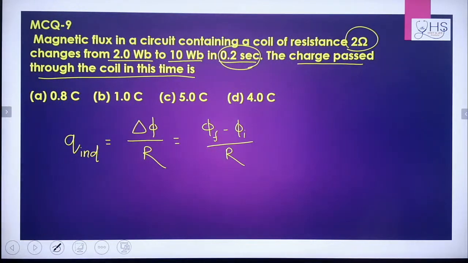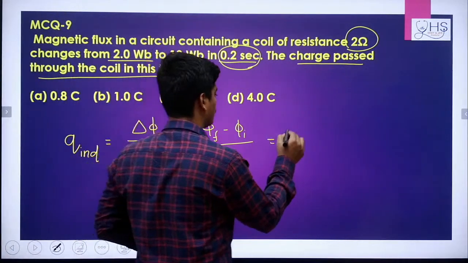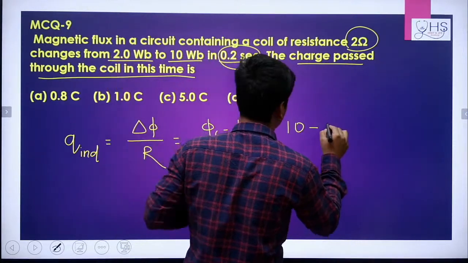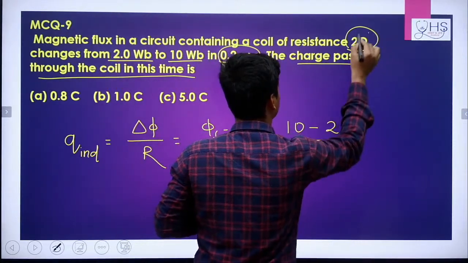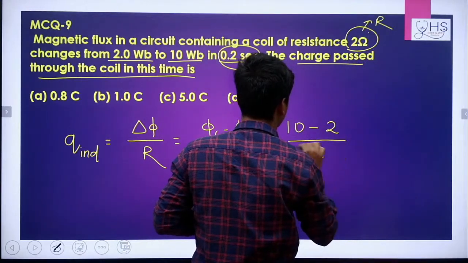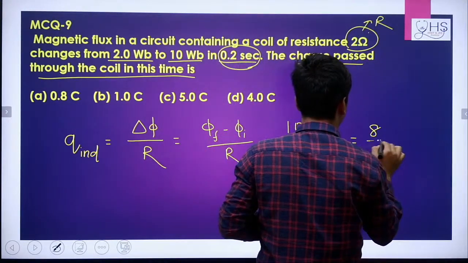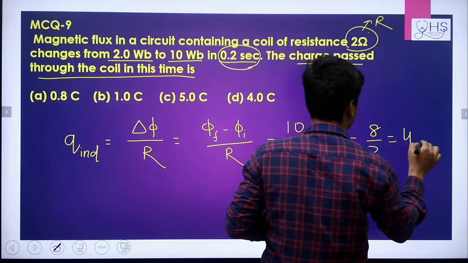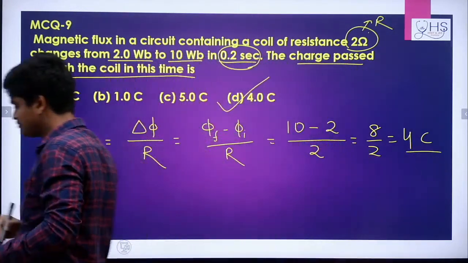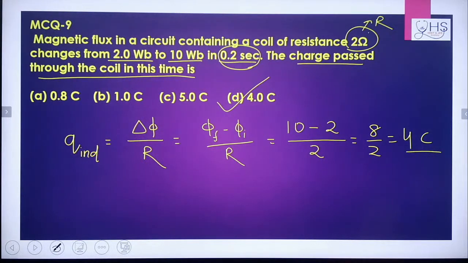Now what is the final flux? 10 Weber, so final flux 10 minus initial flux 2 given here, divided by resistance 2 ohm, this is your R. So it is 8 by 2, which is basically 4. So 4 coulomb. So answer will be D. So simple formula. If you remember the induced charge formula, then you can directly do this question. Okay. Now come to the next question.